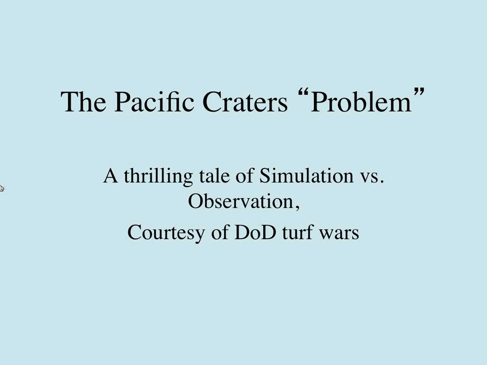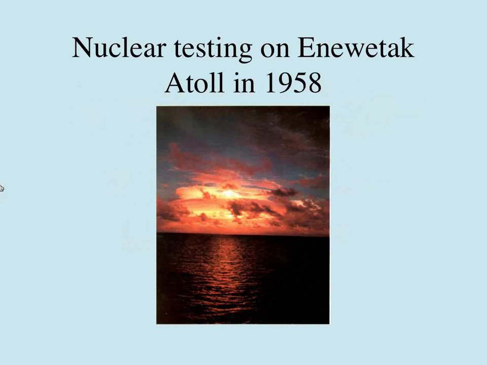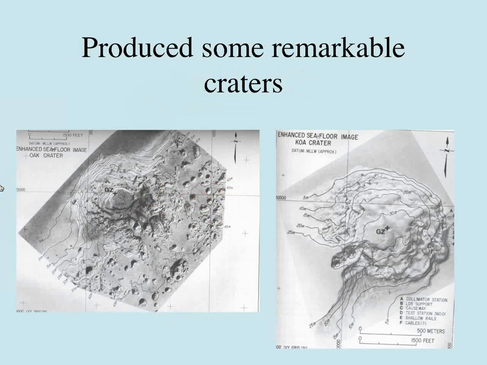All these things are subject right now to pretty active study. So, the Pacific Craters problem. What was this? This is thanks to the DoD, which did not intentionally do this. In 1958, there were a number of nuclear explosions on Eniwetok Atoll, big hydrogen bombs, 8 megatons and so on, that produced craters. I apologize, this probably doesn't show up very well, but these come out of a couple of USGS reports on the craters. The craters were made in 1958.